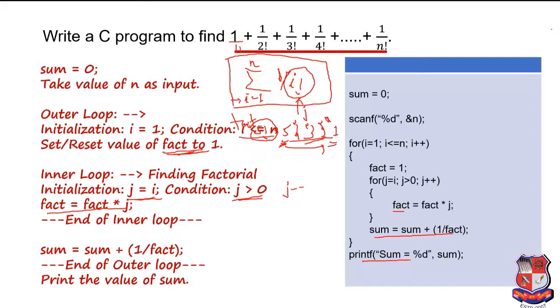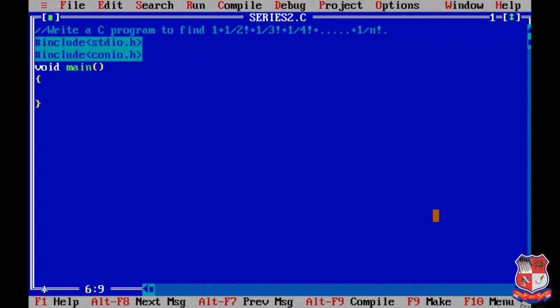Now we'll see the demonstration of this program in Turbo C++. Okay, so we'll start from here. I already mentioned the header files and the main function. We'll start with the declaration of variables. For that, I'm taking data type integer. Then we have to take two control variables i and j, then n for number of terms, and the fact variable over here. We have to take another variable with float data type, that is sum, and initialize it with 0.